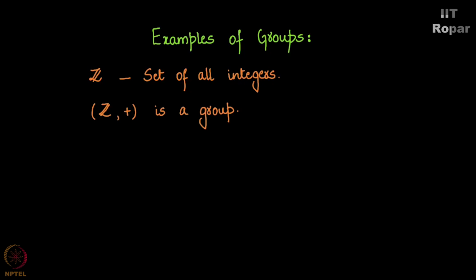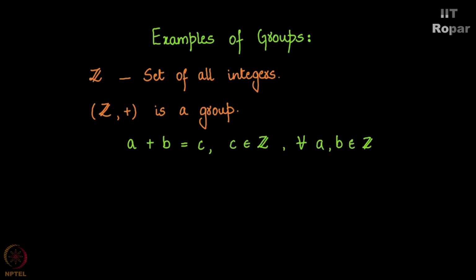Consider Z under addition. What do I mean by that? I'm going to consider this set Z and the binary operation is going to be plus, addition. Now this is a group. Let us see how. You take any two integers a and b, add them, you get c, where c is also an integer, and this is true for all a and b belonging to integers. You take any two integers, when you add them, you're going to get another integer.